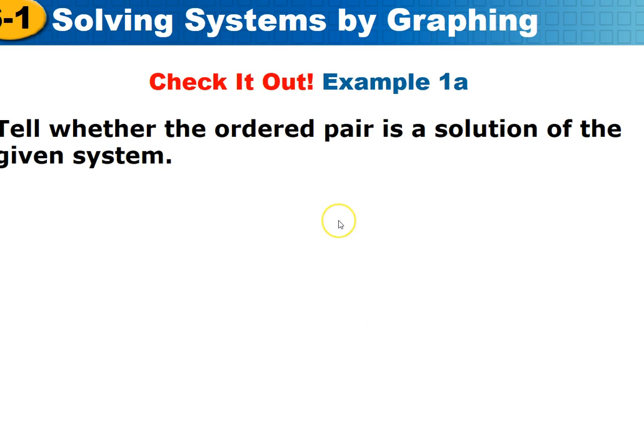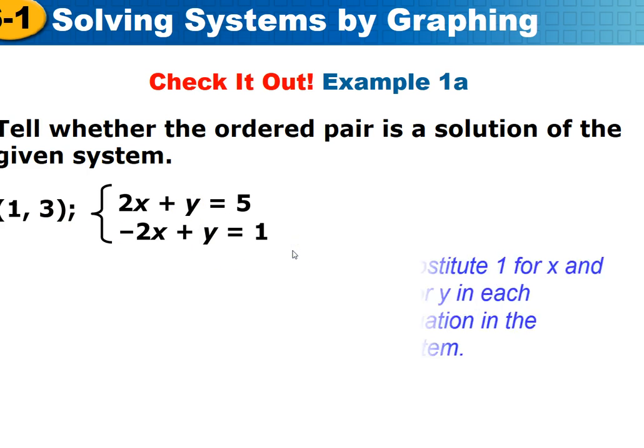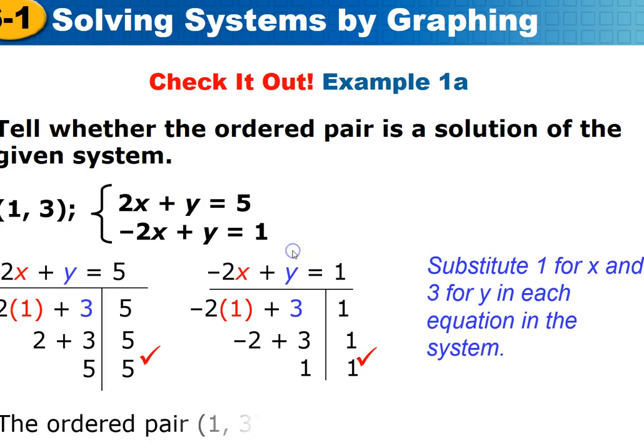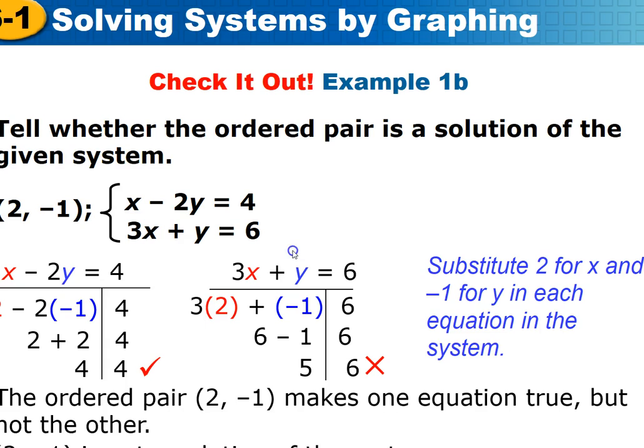A solution goes with the whole given system. All right, we're going to plug in a 1, and we're going to plug in a 3, and we're going to solve both equations, and if they're both checked, then 1 and 3 is the solution set. That means that's where the lines intersect on the graph.